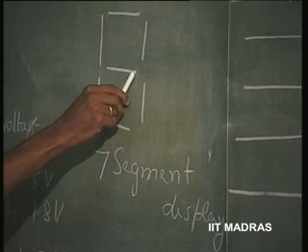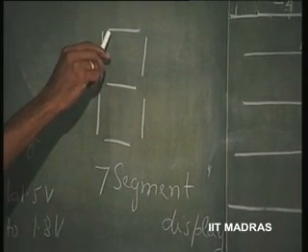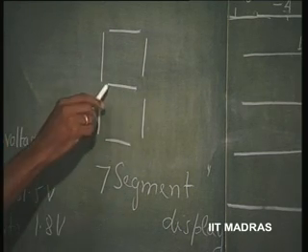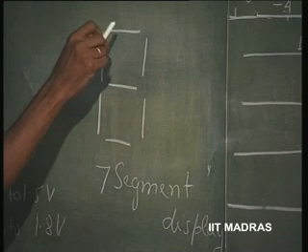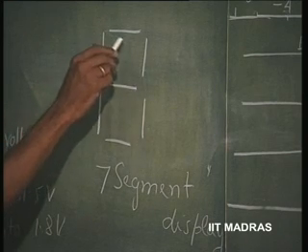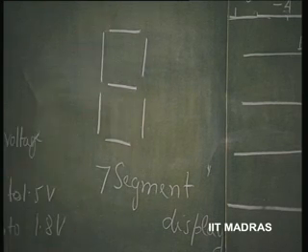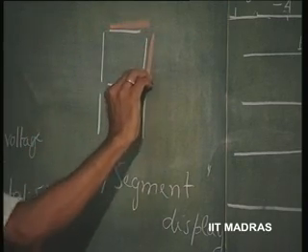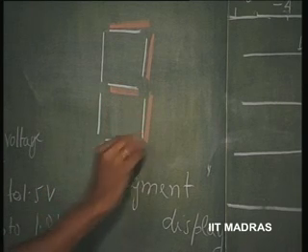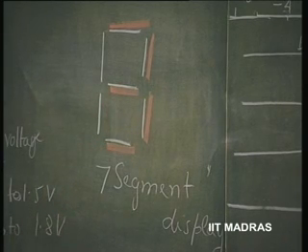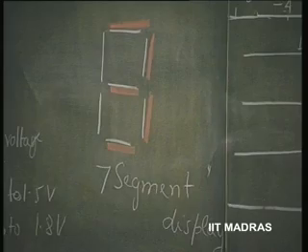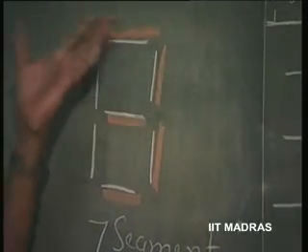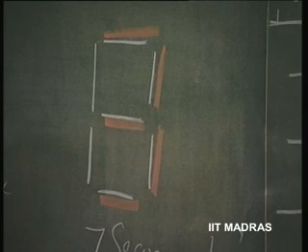Each segment can be an array of LEDs, so as to form this kind of segment. And for example, typically I want number 3. So, this will glow, this will glow, this will glow, this will glow, and this will glow. Right. So, by a control circuit you can get all numerals using this kind of 7 segment display.